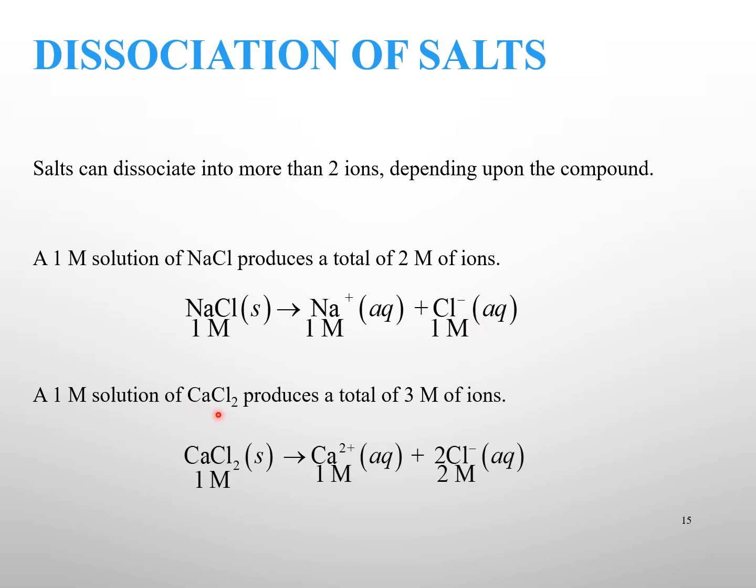Now if you have CaCl2, on the other hand, this one splits into 3 ions. If you have a 1 molarity solution of CaCl2, you will produce a total of 3 molarity of ions because there is 1 from calcium and 2 molarity of chloride ions. One good thing is that salts undergo complete dissociation.